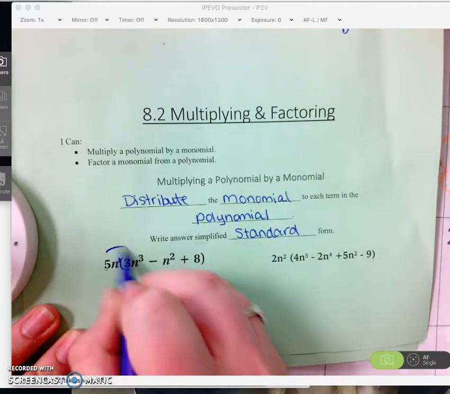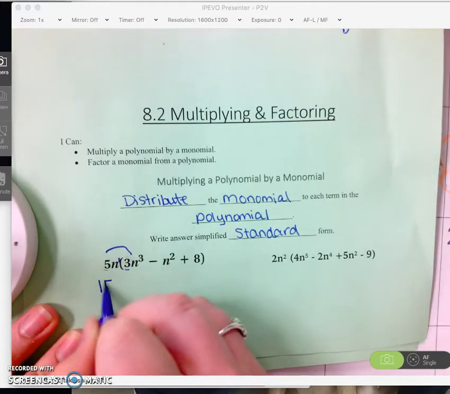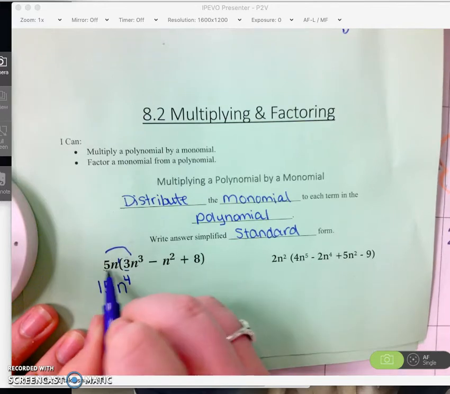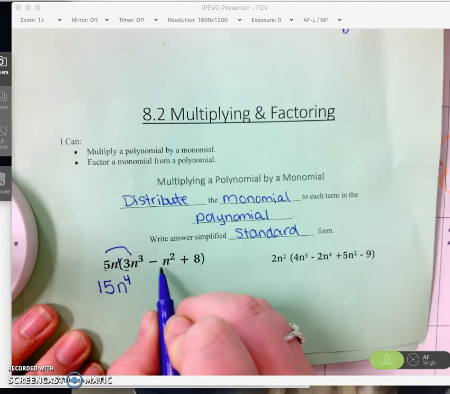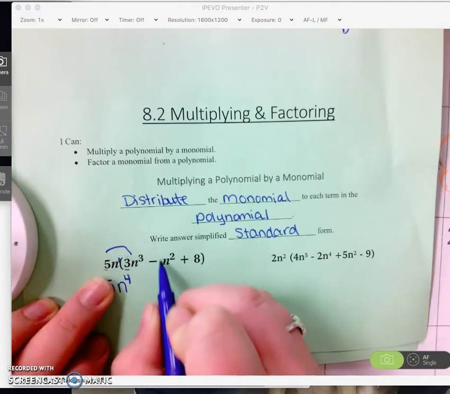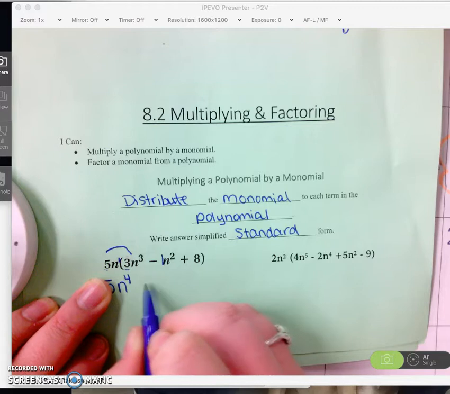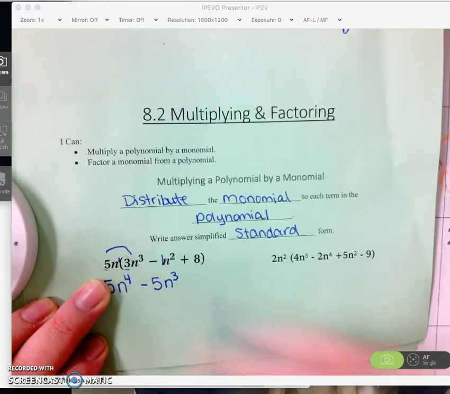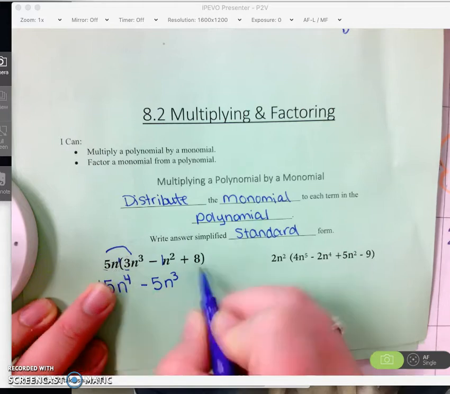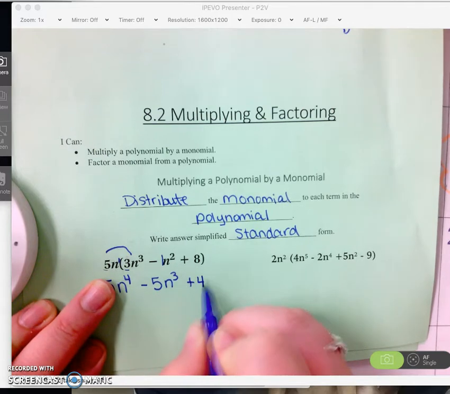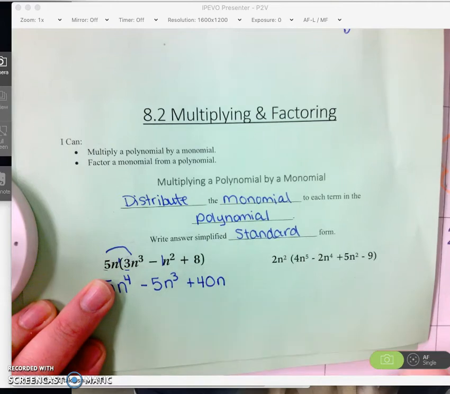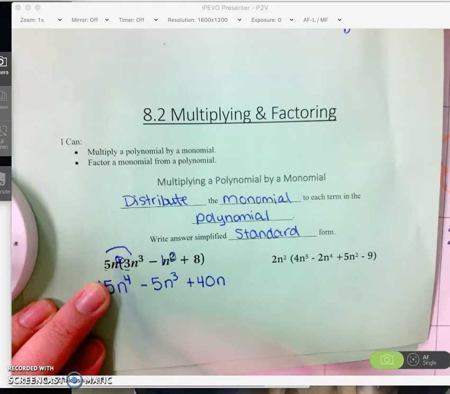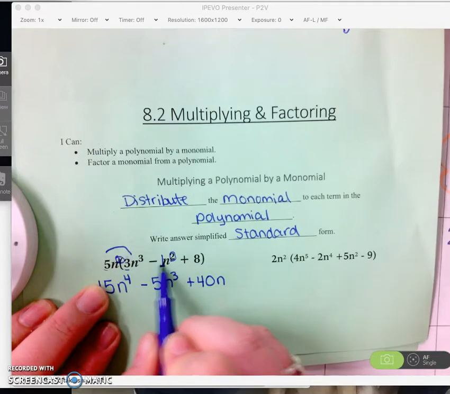So I'm going to distribute this. 5 times 3 is 15. This becomes n to the fourth. 5n times a negative n to the second. So this is a negative 1. So it becomes a negative 5n to the third. And then 5n times 8 becomes a positive 40n. Remembering to add these exponents and multiply the coefficients.